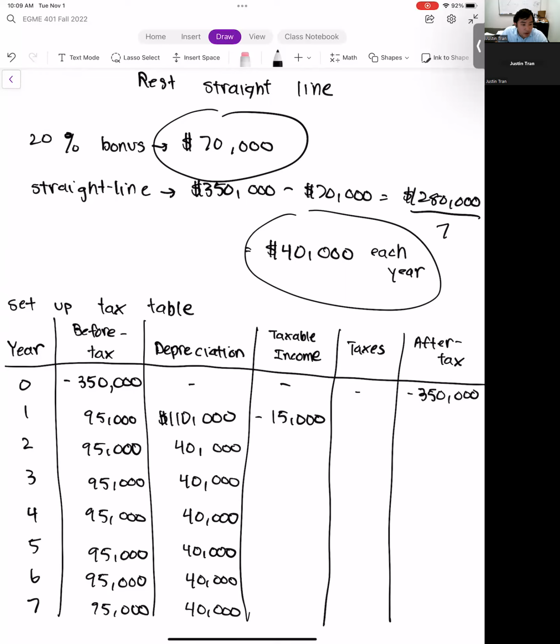If you remember, whenever we have a negative cash flow, what that basically means is that we're going to get a tax credit. So we're actually going to get some money from the government. For every other year, the difference is going to be positive. So it's going to be 95,000 minus 40,000, which is 55,000.